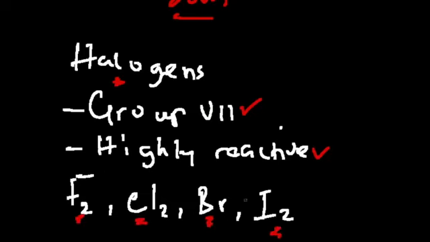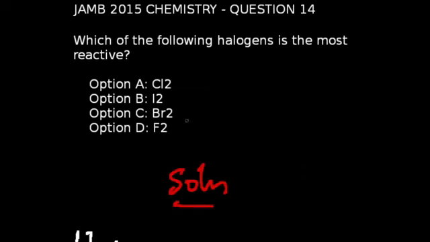And among these 4 elements we just looked at, the most reactive is fluorine, followed by chlorine, followed by bromine, and iodine. So if we get back to the options given to us here, our correct answer will simply be option D, which is fluorine.